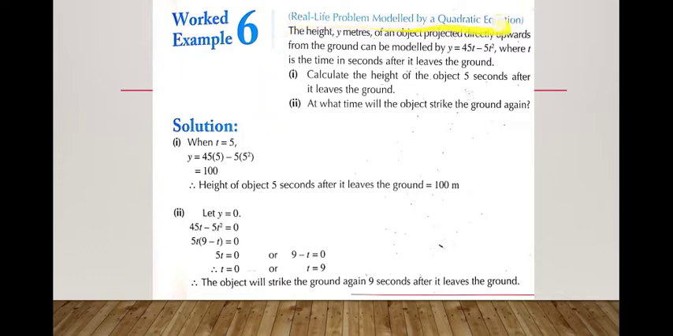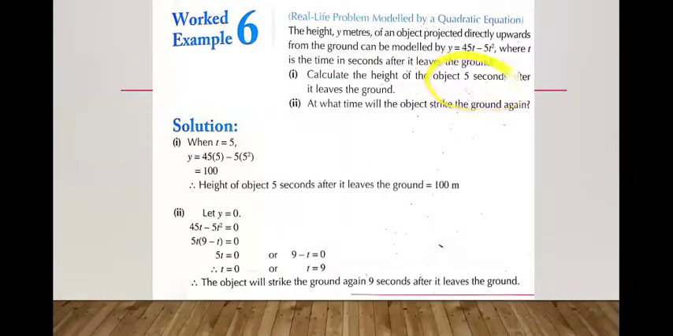Okay, another real-life problem modeled by a quadratic equation. The height y meters of an object projected directly upwards. Okay, object projected directly upwards means, let's say the example is like throwing things upward, just like this. The height can be modeled by the equation y equals 45t minus 5t squared, where t is the time in seconds after it leaves the ground. Calculate the height of the object 5 seconds after it leaves the ground. So calculate the height. The height is y, right?